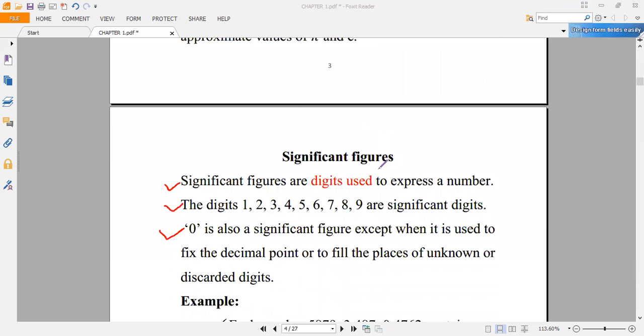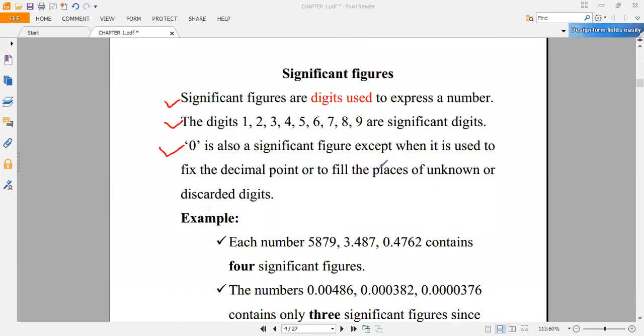The other concept is about significant figures. Significant figures are digits that are used to express a given number. Digits from 1 to 9 are significant figures, and 0 is also a significant figure, but sometimes it is not, when it is used to fix the decimal point or fill the place of an unknown or discarded digit.